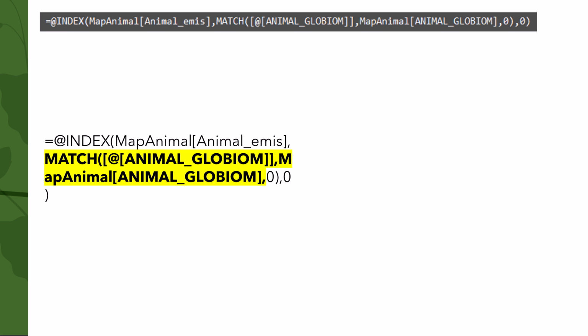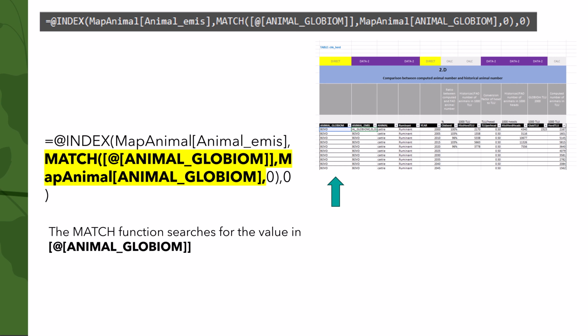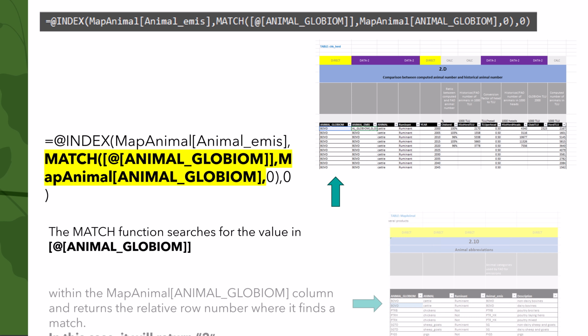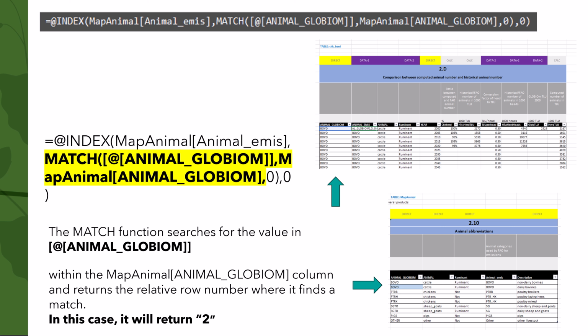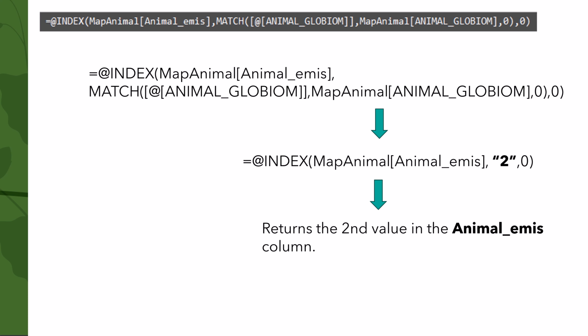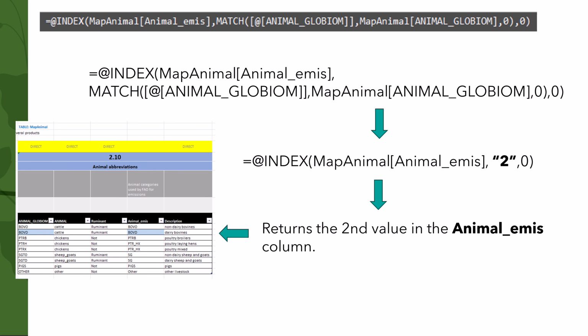The second part of the formula refers to a match function. This function tells Excel to look for the value in the current row's animal_globium column. It searches within the map animal[animal_globium] column and returns the row number where it finds an exact match. In this case, it returns 2. Therefore, our entire formula simplifies to this. It then returns the second value in the animal_emiss column, which in this case is BOVO.